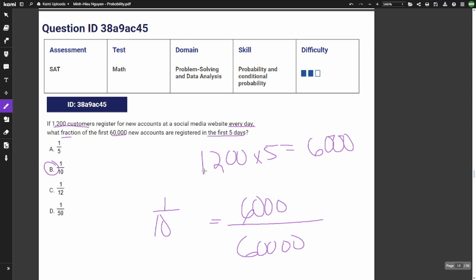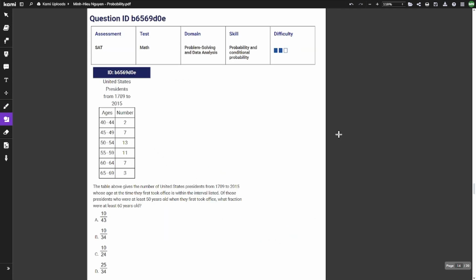Yeah, I don't think that's probability, but I'm not complaining. I like easy questions. Question number 14. Whole bunch of babbling. Oh, how interesting. Ages of presidents. I've got plenty of things to say about this, but maybe I shouldn't bring politics into this.